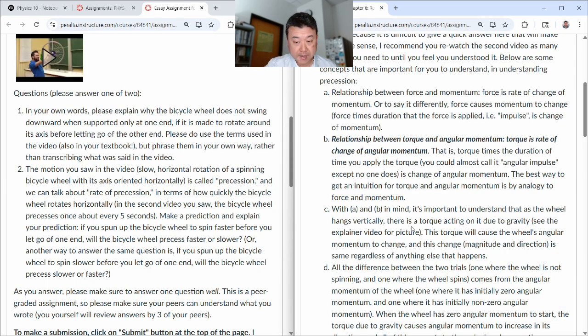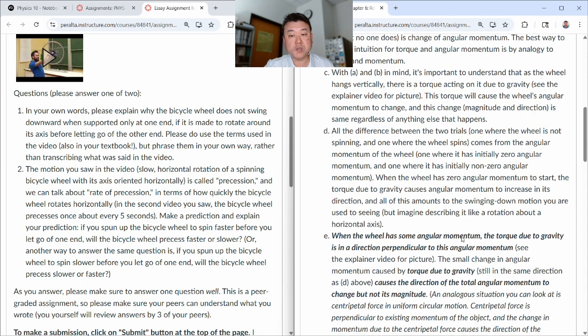With A and B in mind, it is important to understand that as the wheel hangs vertically, with the handle being horizontal, there is a torque acting on it due to gravity. See the explainer video from Veritasium for the picture. This torque will cause the wheel's angular momentum to change. And this change, magnitude and direction, is the same regardless of anything else that happens. So there's a change in angular momentum from the torque due to the gravitational force.